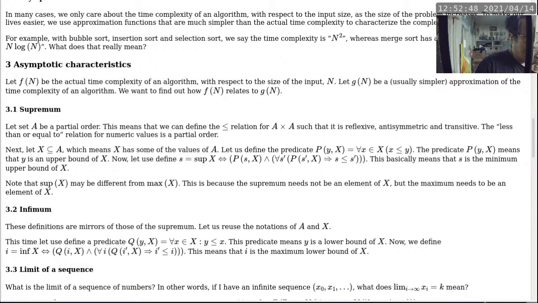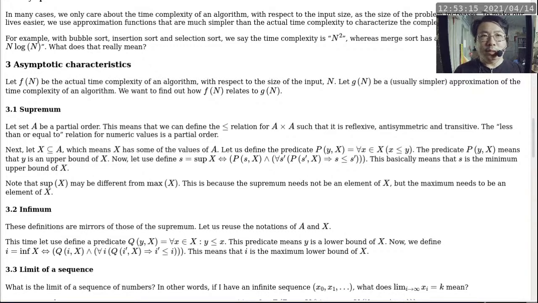Aiden just drew a picture. So the supremum can be outside of the set X. It has to be in A, because if it's not in A, then less than or equal to is not defined over that particular element. So we know that the supremum has to be in A, but it doesn't have to be in the set X that we are talking about.